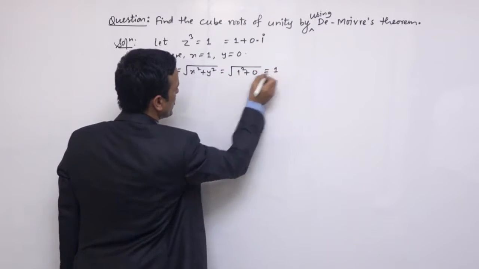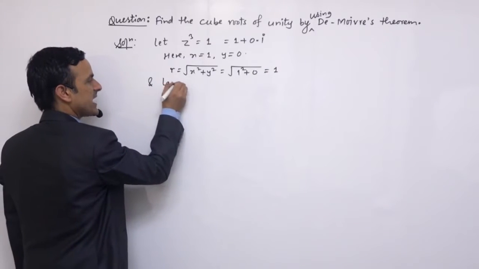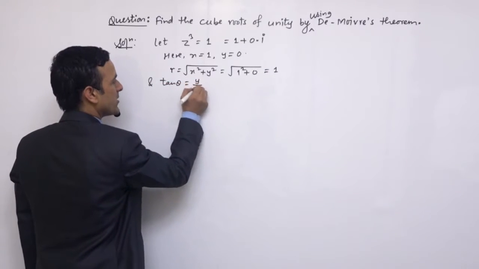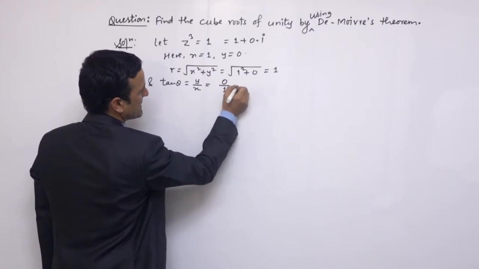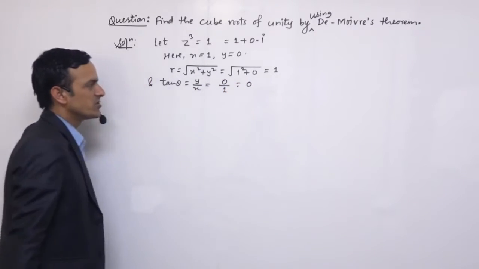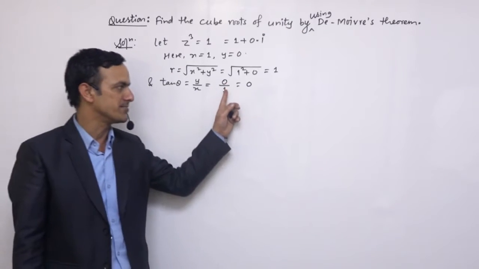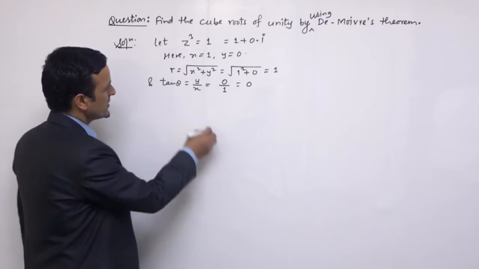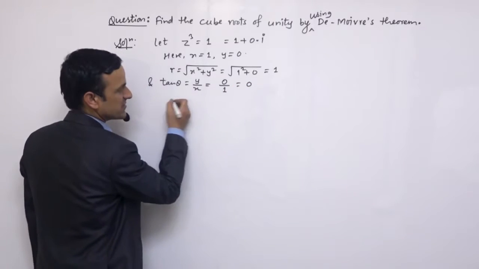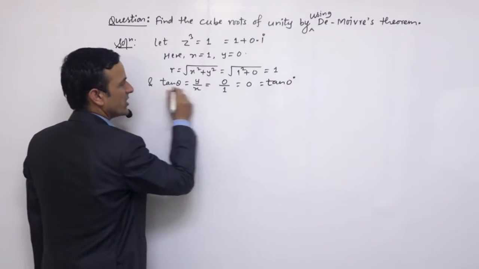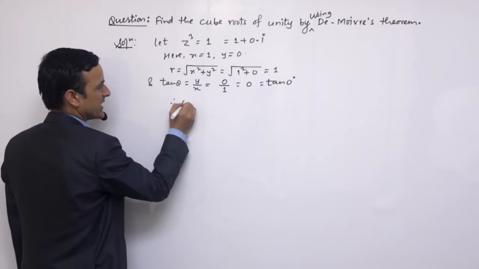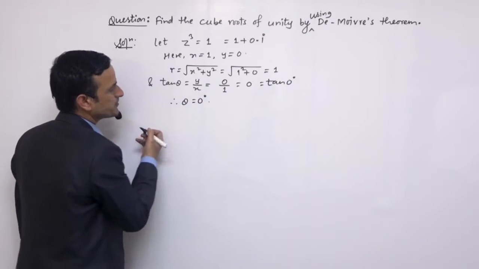So 1 square plus 0 means it is 1, and similarly tan theta is equal to y upon x. The value of y is 0, value of x is 1, so 0 upon any finite number is equal to 0. So 0 means tan 0, its value is 0, means tan 0 degree. So if you compare this and this, we get theta is equal to 0 degree.